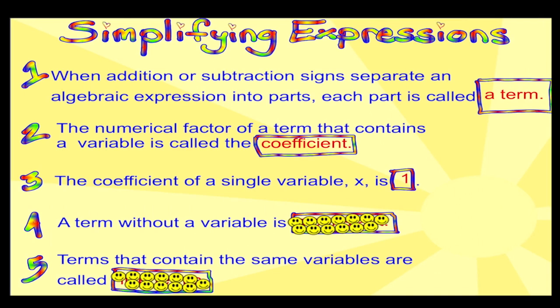Now, number 4, a term without a variable. That means no variable at all. Oh, we already learned this. I know. You got it. It's a constant, right? We brought that vocab back because we want to remember all these pieces.